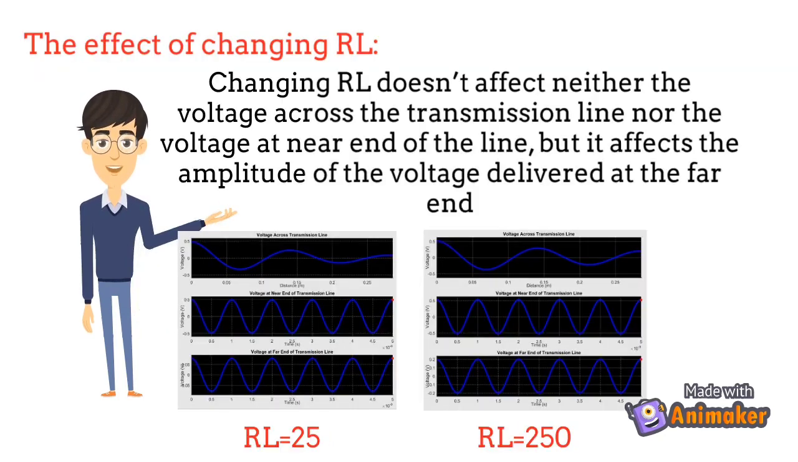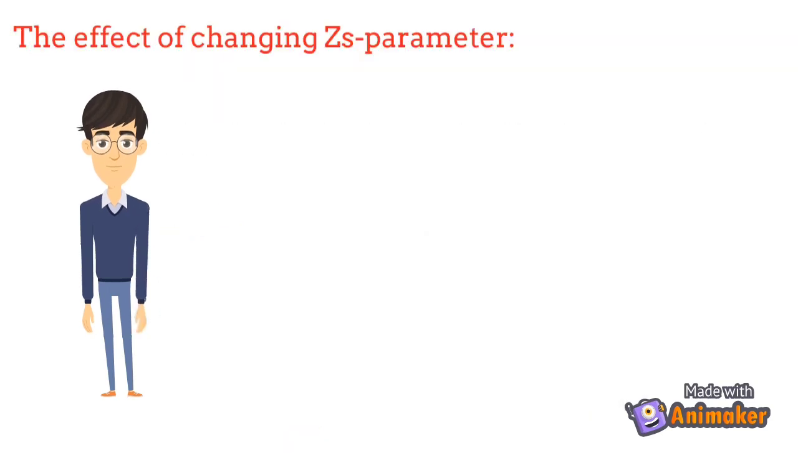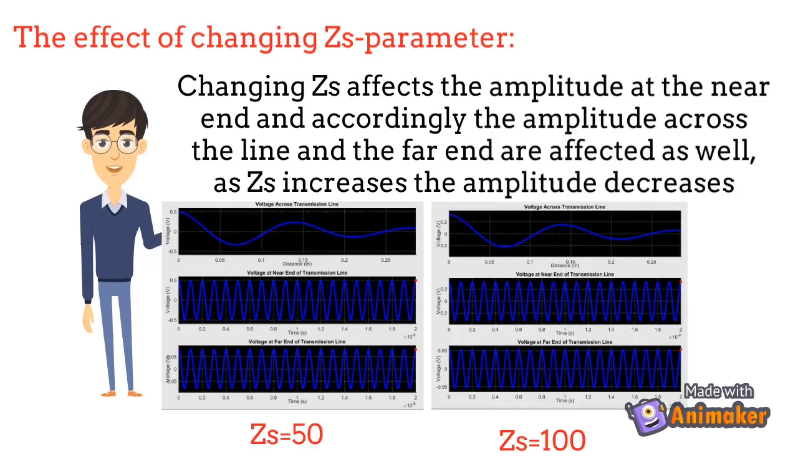Changing RL doesn't affect either the voltage across the transmission line or the voltage at the near end of the line, but it affects the amplitude of the voltage delivered at the far end. Changing Z affects the amplitude at the near end, and accordingly the amplitude across the line and the far end are affected as well. As Z increases, the amplitude decreases.